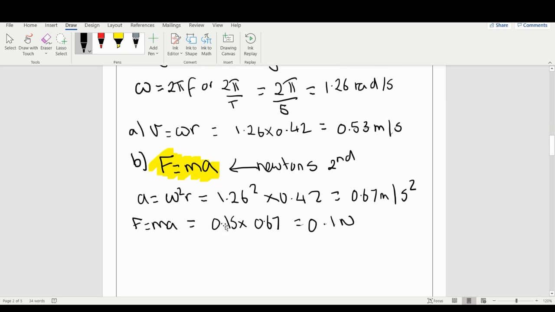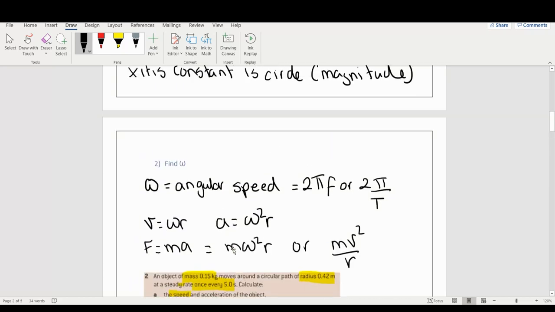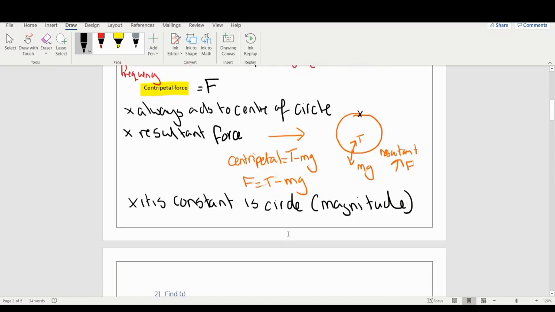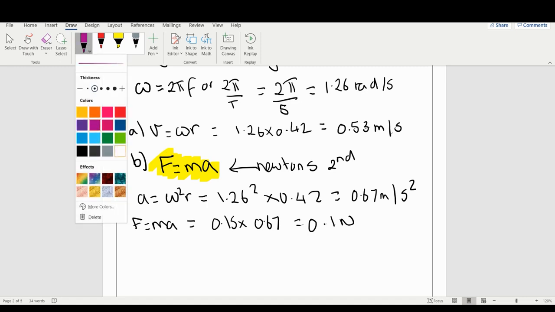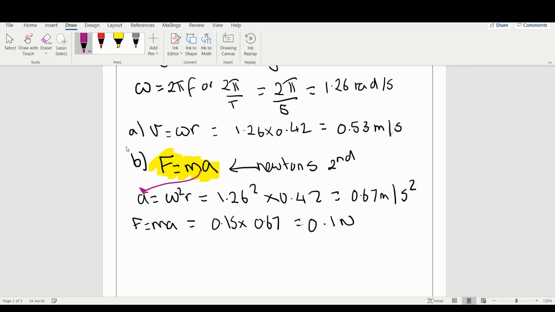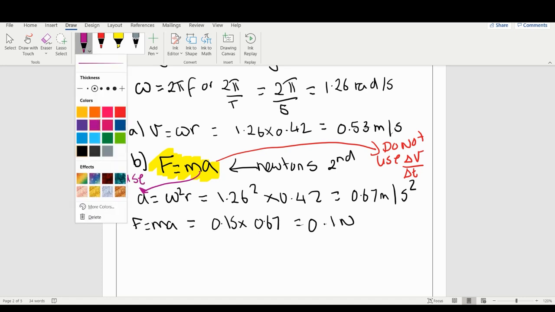So there's one way you can do it. This is actually using Newton's second law, because if I go back up to centripetal force, it is the force pulling it to the center of the circle. This Newton's second law applies for this one, but one of the things is that with the acceleration, because it's circular motion, you have to use that a. You cannot use change in v over change in t, okay? So we just put that over here. Do not use change in velocity over change in time, because that's linear motion. This is circular motion. Always use the circular motion. This is why finding omega first is really useful.